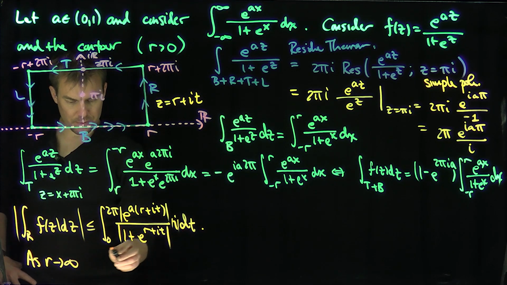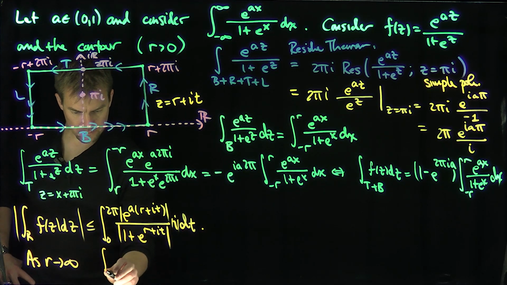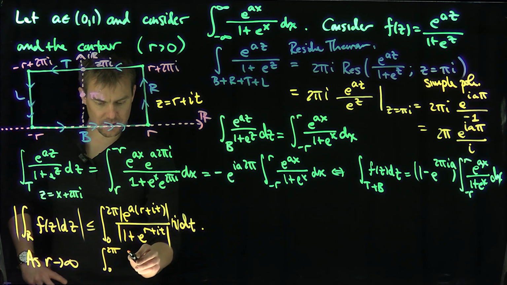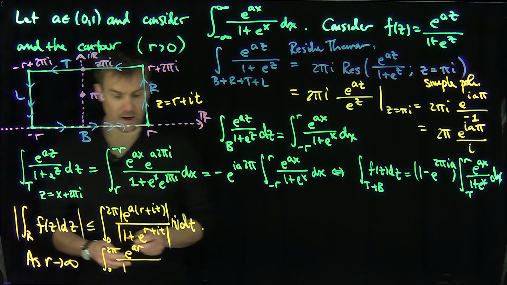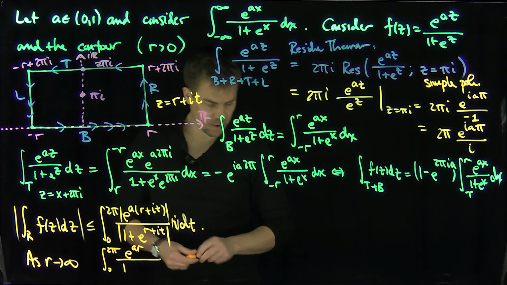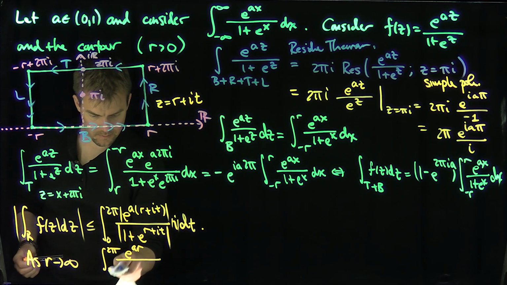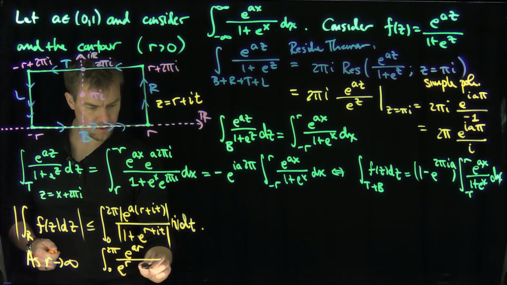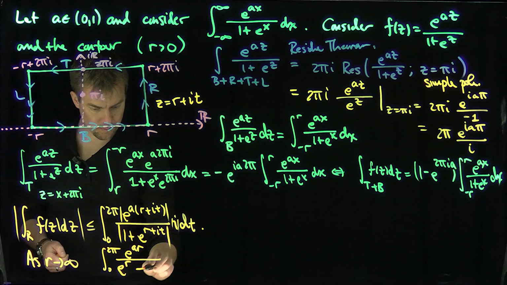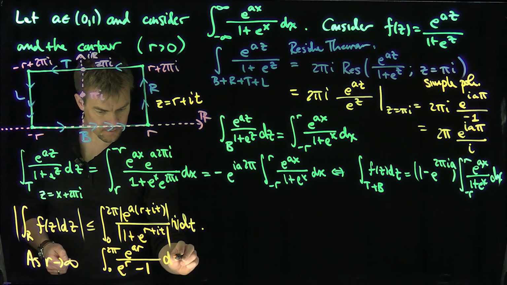So this is less than or equal to the integral from 0 to 2 pi. And then we'll have an e to the ar over 1. We can do e to the rt, of course. We can do it by the triangle inequality. We can say it's going to be e to the rt, and of course, e to the it is 1, so minus 1 dt over here.